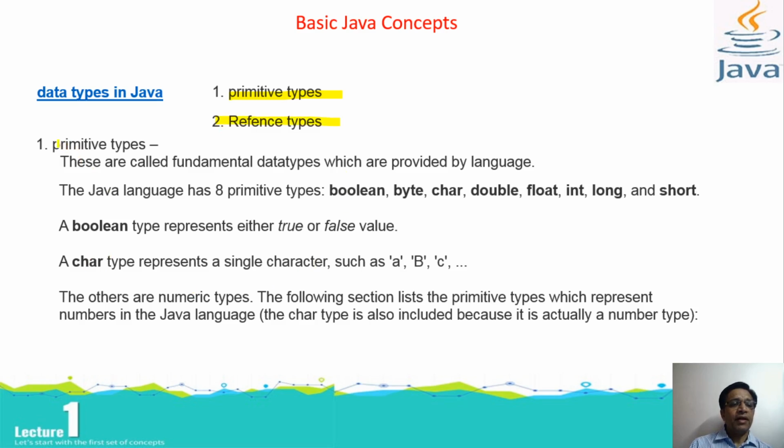Now the primitive data types are the data types which are provided by the language. Java supports 8 primitive data types: boolean, byte, char, you can say the character, double, float, int, long and short. These are the 8 primitive data types.